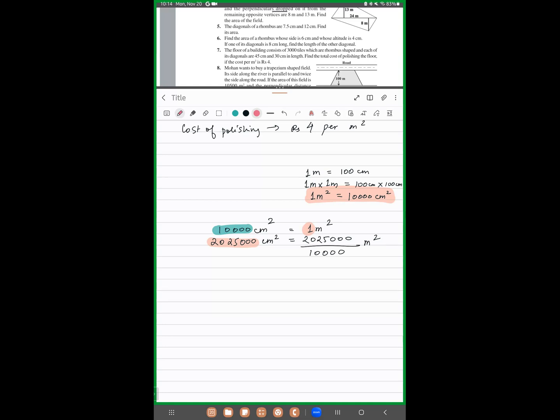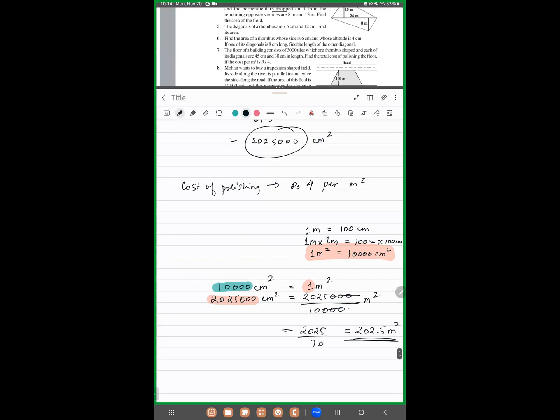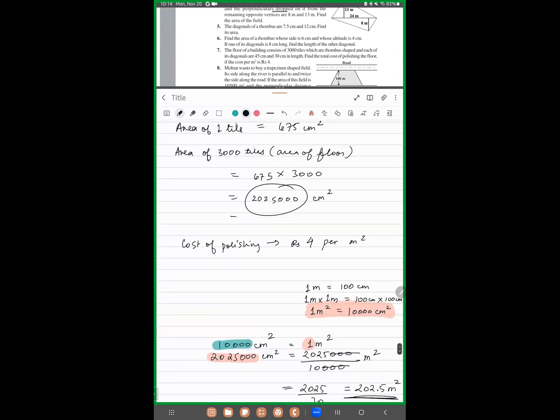So this is basically how we convert this. We have converted it into meter square. Now we are going to cancel out these three zeros with these three zeros. So we are left with 2025 by 10, which is equal to 202.5 meters square. So basically the area of 3000 tiles, or the area of the floor, is 202.5 meters square.